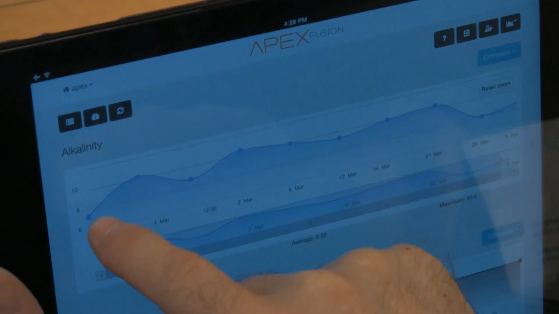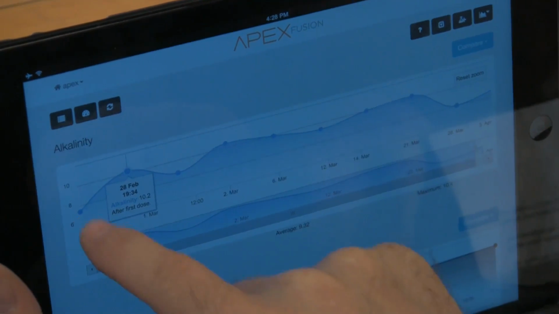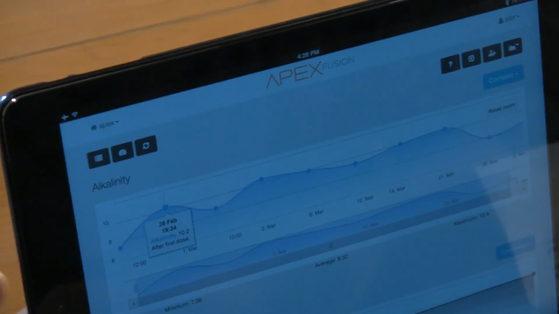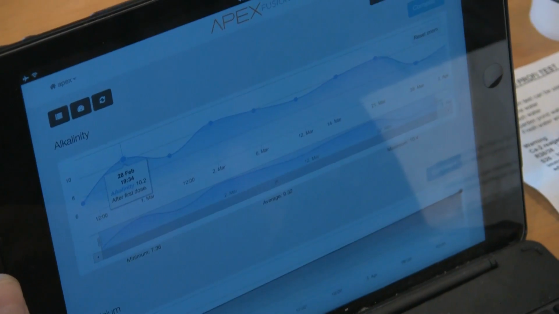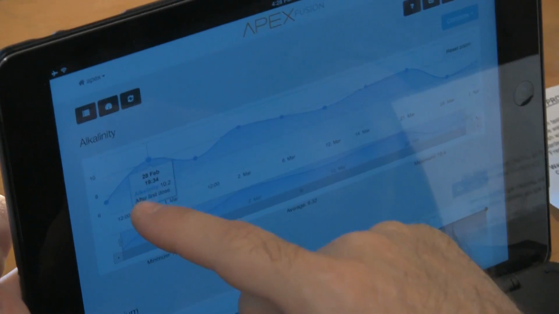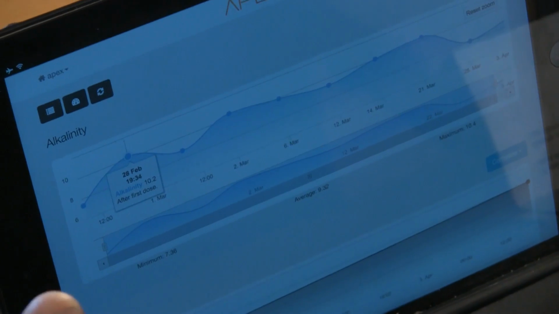This is a long time frame, basically from the beginning of March, and actually I take that back. My first test result was in fact on February 28th, and my alkalinity was 7.36. So that was obviously fairly low. Then I did my dosing. I used soda ash and increased my alkalinity. And then I was sort of chasing numbers. My initial test after doing my initial dose brought it up to 10.2, a little bit higher than I was aiming for.